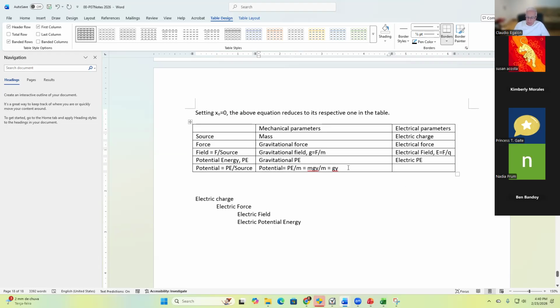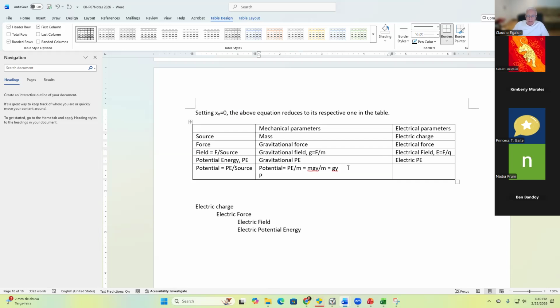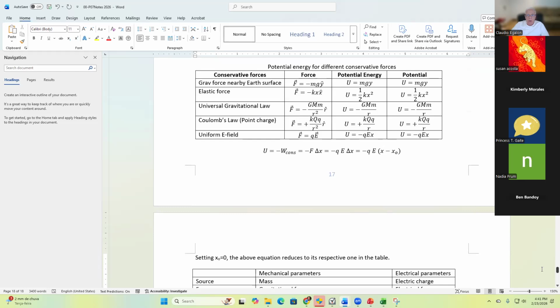If we are talking about a point mass, right? That uniform field, right? If you're talking about a point mass, the potential of a point mass is going to be the potential energy divided by the mass, which, by the way, is going to be, let's remember here, that's the potential energy.